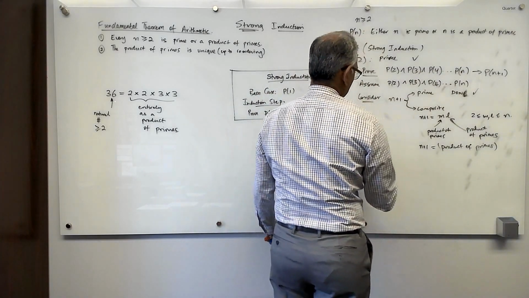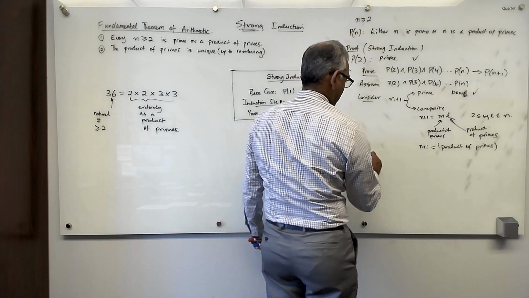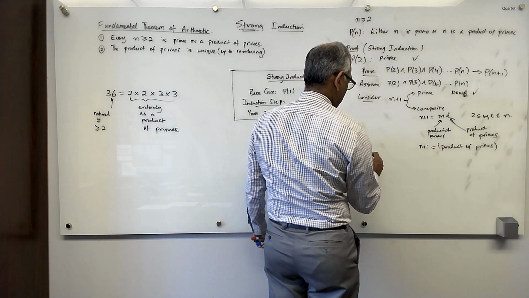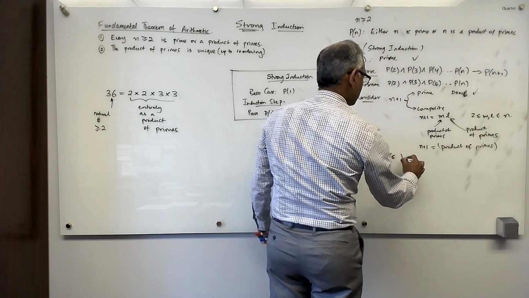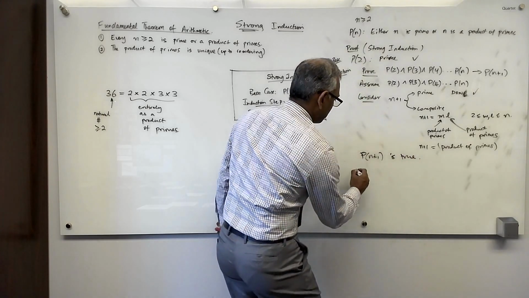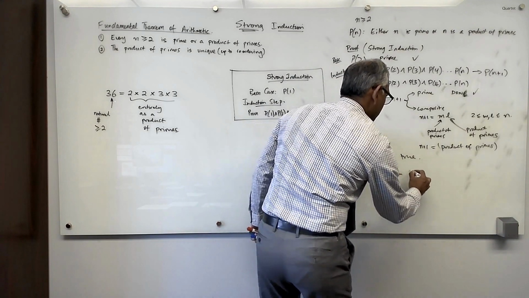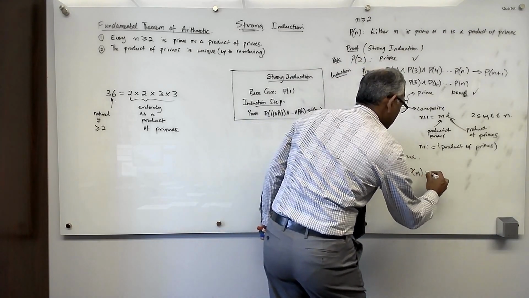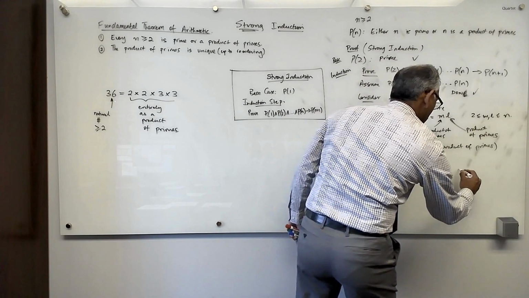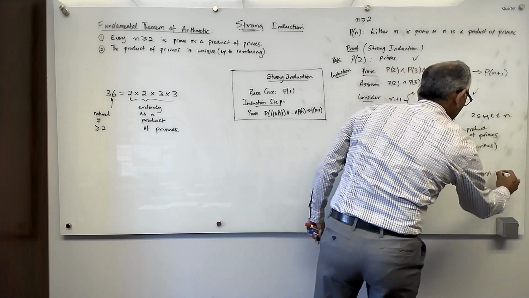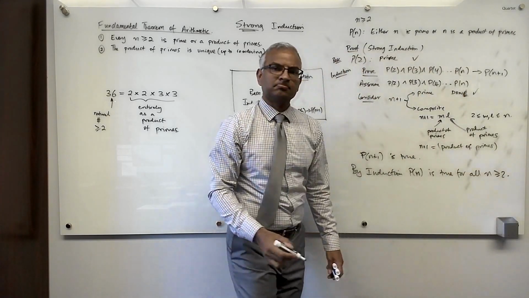So, therefore, we have proved that P of n plus 1 is true. And so by induction, P of n is true for all n greater or equal to 2. End of proof.